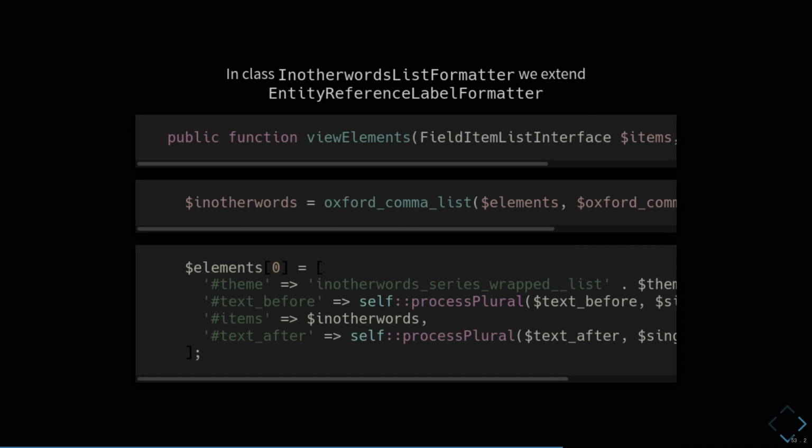And we gather up the field elements, we run them through the third-party PHP library's function, oxford_comma_list, and we take the results of that and we wrap it in our own theme function. In other words, series_wrapped, and then _list makes the last part there a theme suggestion, and then we add on additional theme suggestions based on the context.